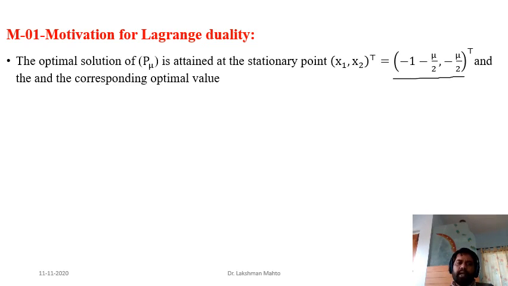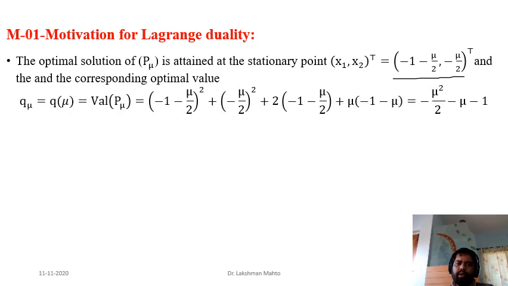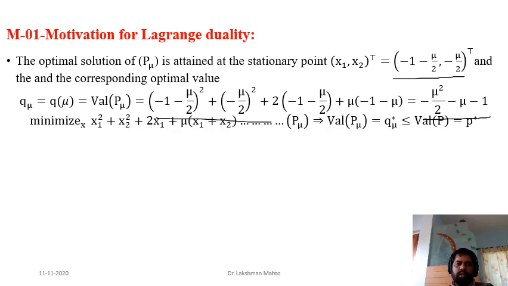Now, what would be the corresponding optimal value of the problem P(mu)? It is again defined in terms of the multiplier mu. This optimal value is again a quadratic in mu. After simplification, you see q of mu is just negative of mu squared by 2 minus mu minus 1.